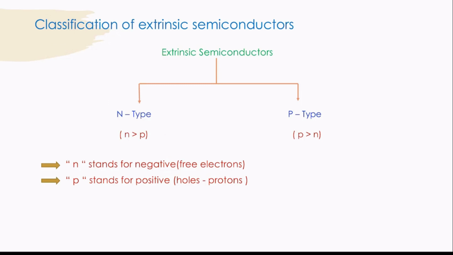Next is classification of extrinsic semiconductors. The extrinsic semiconductors are basically classified into 2 types. The first one is the N-type extrinsic semiconductor, in which the number of electrons is greater than the number of protons, and the second is the P-type extrinsic semiconductor, in which the number of protons is greater than the number of electrons. Now the letter N stands for negative, which are the electrons, and the letter P stands for positive, which are the protons.